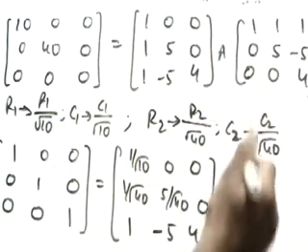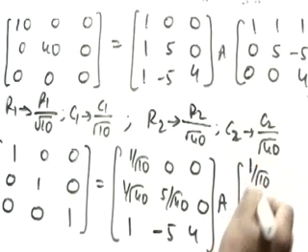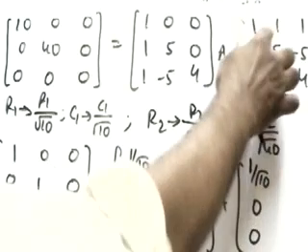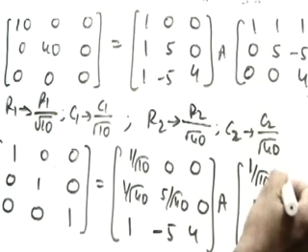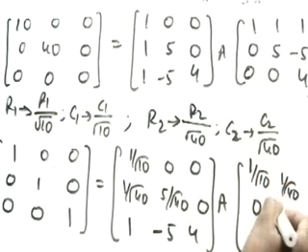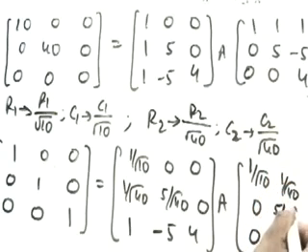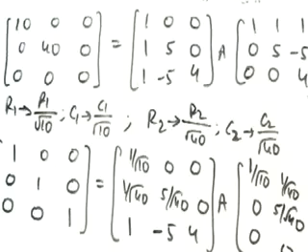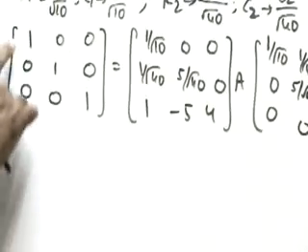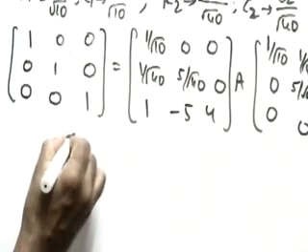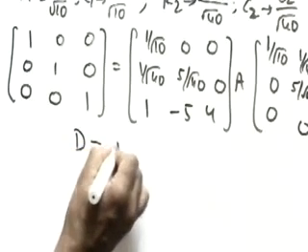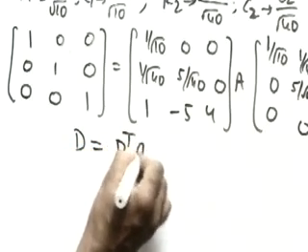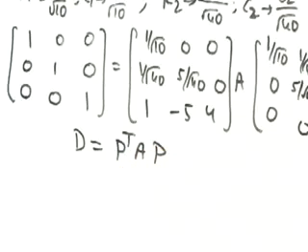Here the first column we are dividing by root 10, so this is 1 by root 10, 0, 0. This by root 40, so this will be 1 by root 40, 5 by root 40, and this is 0. We are not changing this one: 1, minus 5, 4. Now this is of the form like this. See here, this is a diagonal matrix. So this is of the form D equals P transpose into A into P.